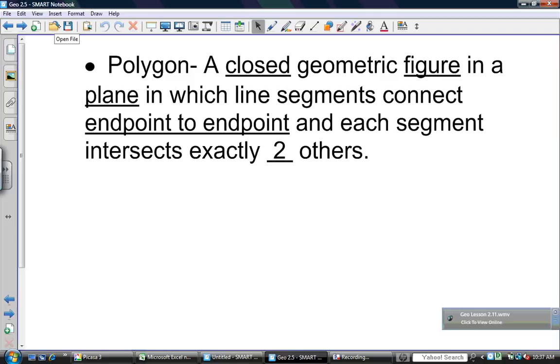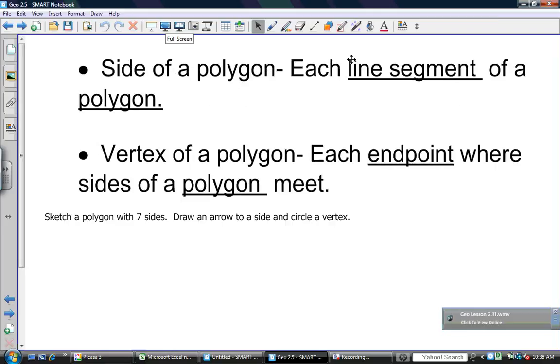A polygon is a closed geometric figure in a plane in which line segments connect endpoint to endpoint, and each segment intersects exactly two others. A side of a polygon is each line segment of the polygon, and a vertex of a polygon is each endpoint where the sides of the polygon meet.